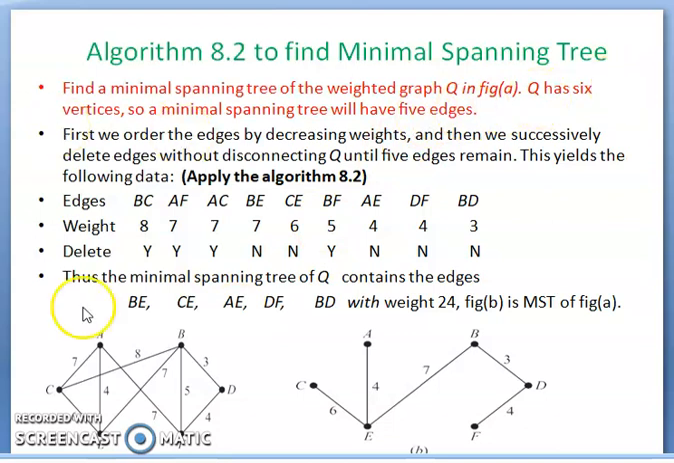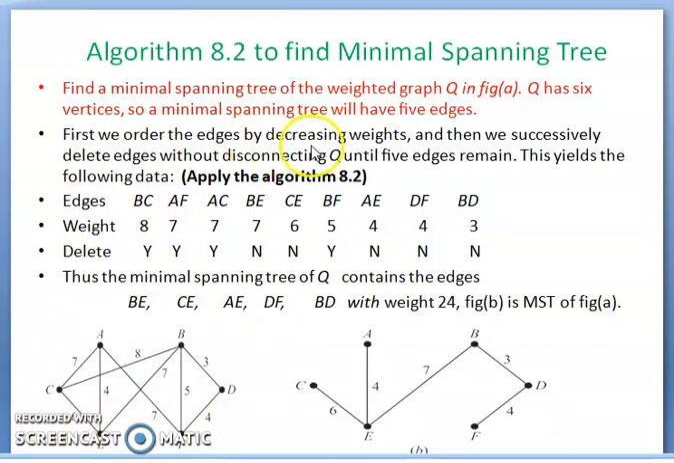Q has 6 vertices A, B, C, D, E, F. These are the 6 vertices. And so the minimal spanning tree will have 5 edges: 6 vertices, 5 edges. Each and every edge is weighted. So these are the weighted edges. From A to C is weight 7, A to F 7, A to E 4. Similarly, B to C 8, B to E 7. Like that, these are each and every edge. The last one has weight 1.